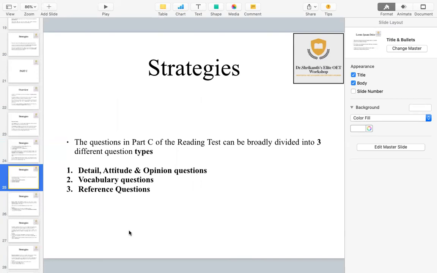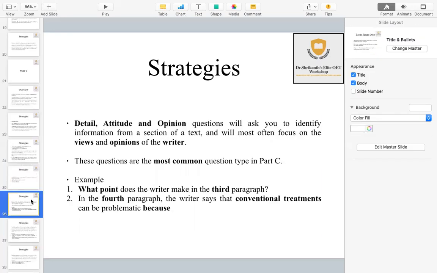The strategies in Part C of the reading test can be broadly divided into three different question types. If you remember my listening video, in Part B of the listening there are seven different question types. When it comes to Part C, there are basically three different types of questions that you can expect. The first is the detail, attitude, and opinion question type. The second is vocabulary question types, and the third is reference question types. I know all this sounds quite complicated, but once you get the hang of it, it's much easier to understand.